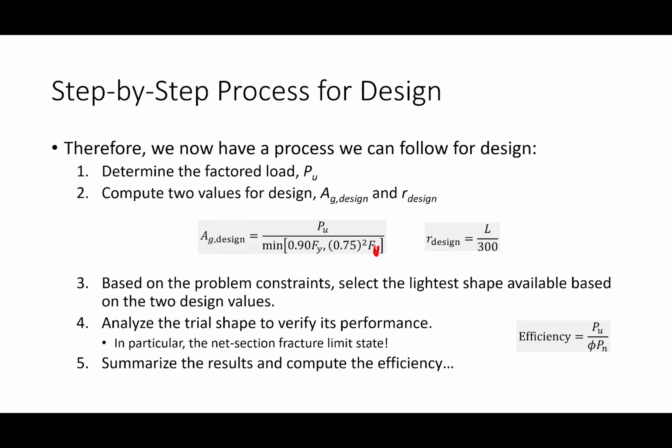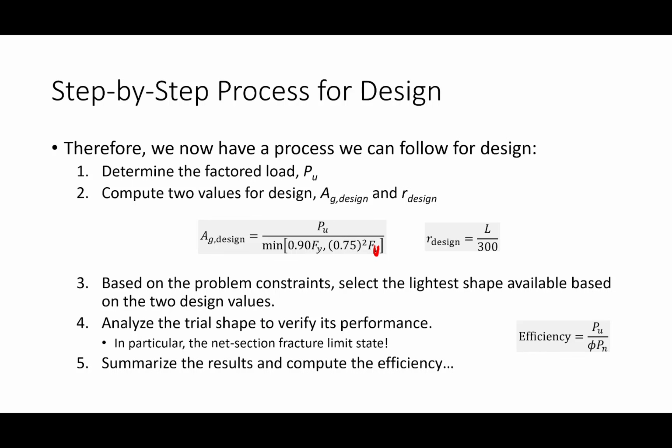After that, we compute our 2 design parameters, because those are going to guide what we look up. So we're going to compute a radius of gyration for design, that's L over 300. Watch your units on that. And then the gross area for design is going to be the load divided by the minimum of either this or this, okay?